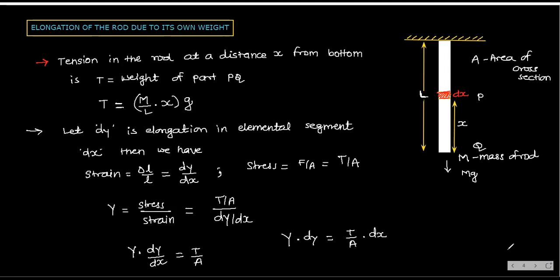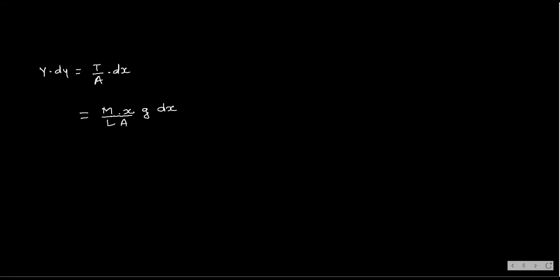M by L x, right, into g is the tension value. Okay. And here it is Y into dy. So dy is equal to mgy into A into L into x dx. x dx. Right? Understood?